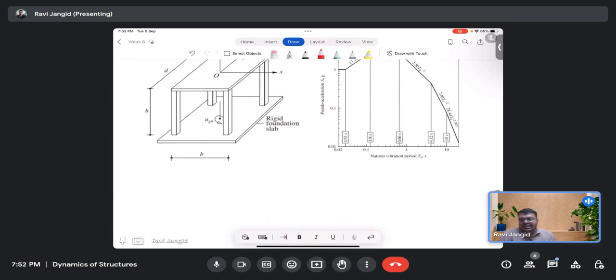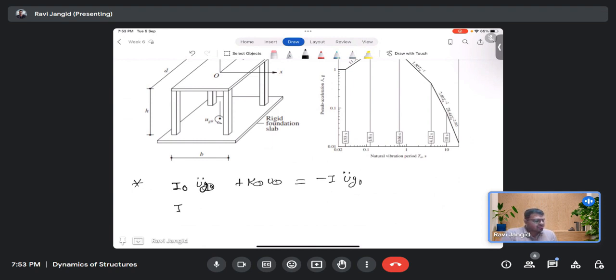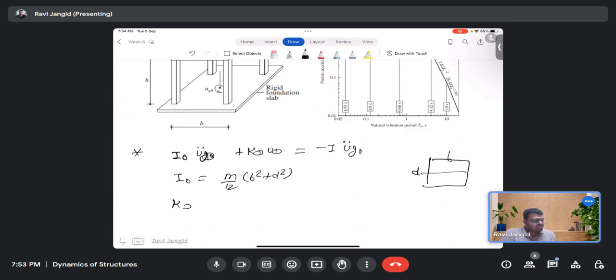So here I can directly write the equation. That equation for this system was I naught U theta double dot plus K theta U theta is equal to minus I into UG naught double dot. Okay, so I naught for this, if your plate has this B, this T, will be M by 12 into B square plus T square.